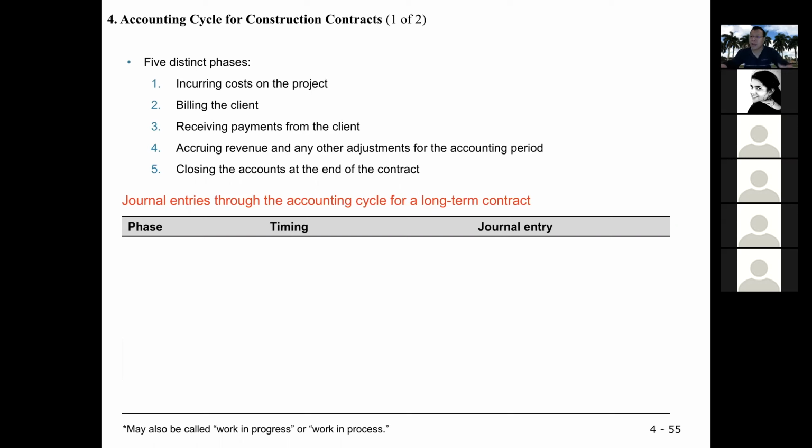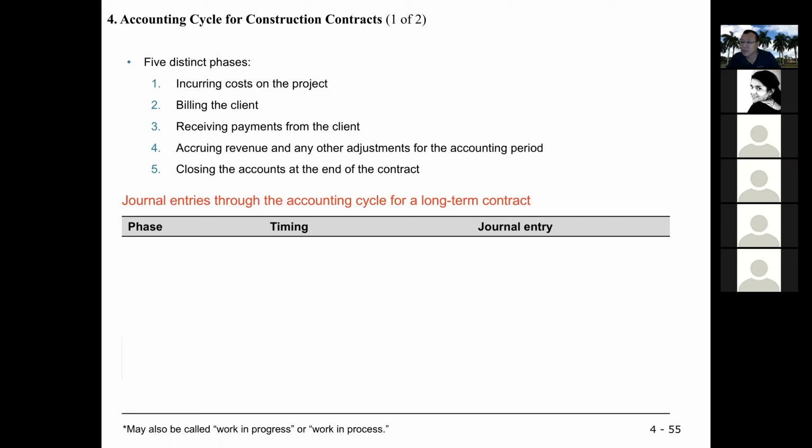You cannot keep burning your own cash, right? The project is a $10 million project. You don't have that much money. So over the process, you have to bill the client, ask for their money. And then the client will pay you, you receive payment from the client. And then you also need to recognize revenues, right? Remember, that's all we are learning now, how much we're going to recognize as revenue. And then the last phase is, upon the completion, you're going to close all the accounts. So that's the 5 distinct phases for the construction contracts.